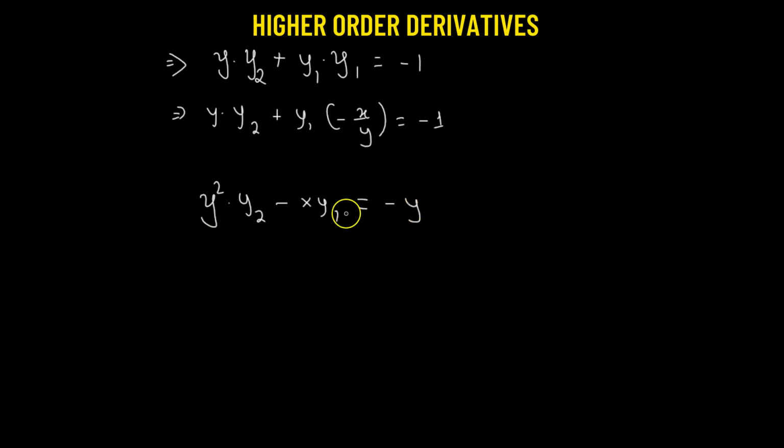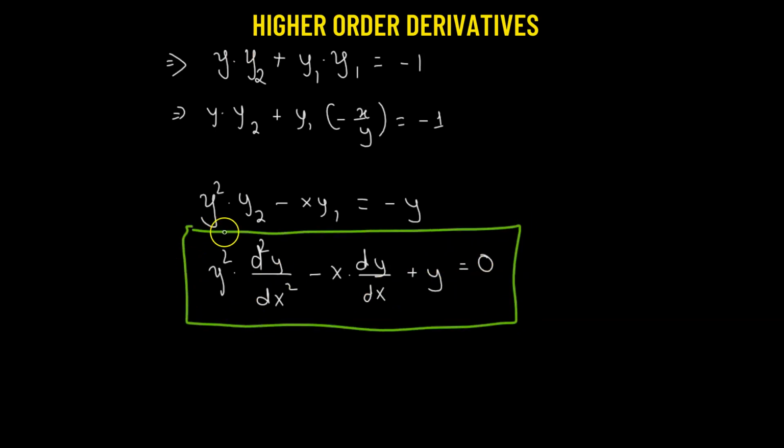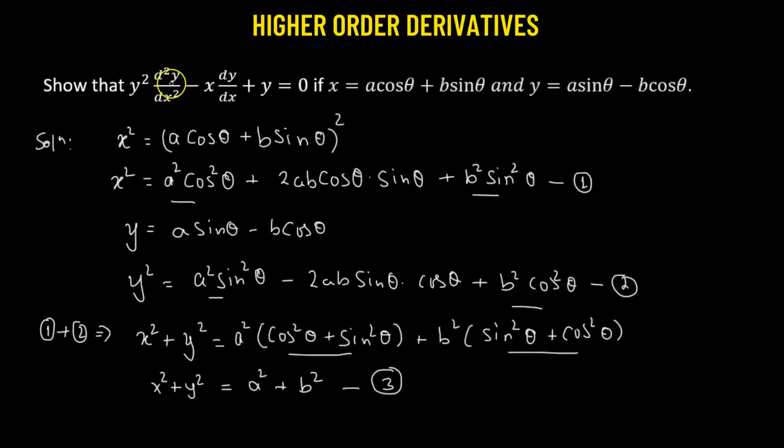Now we'll transpose y back to the left hand side. We have y squared times y2, the second derivative of y with respect to x, minus x times the first derivative of y with respect to x, plus y equals 0. And this was what we were asked to prove. So let's verify that: y squared times the second derivative of y with respect to x minus x times the first derivative of y with respect to x plus y equals 0.